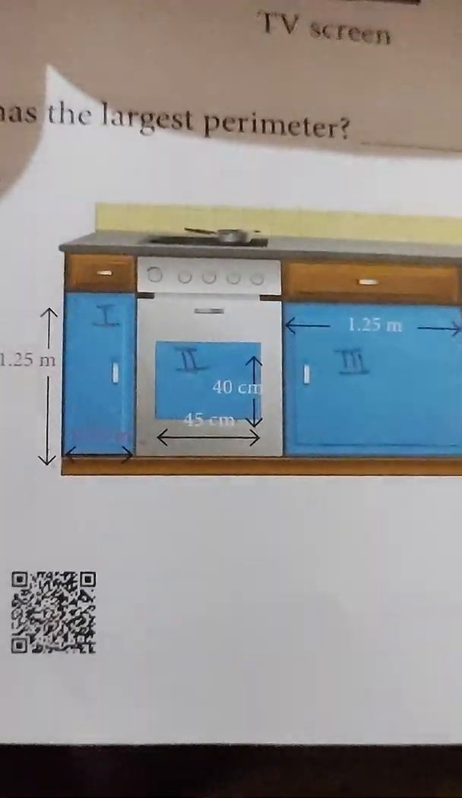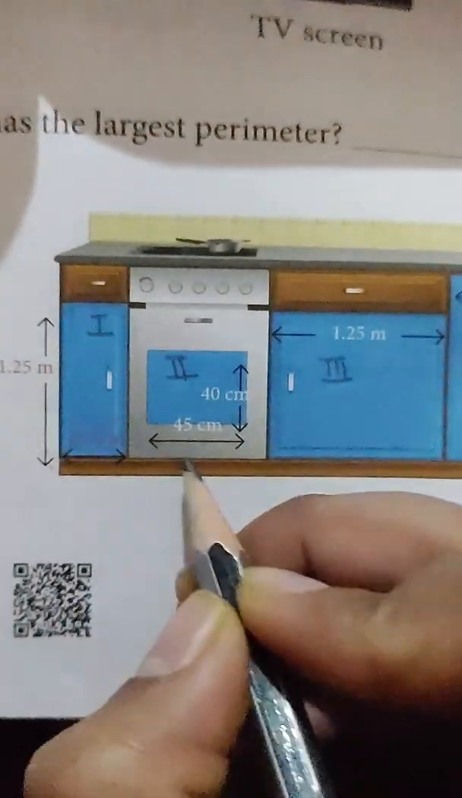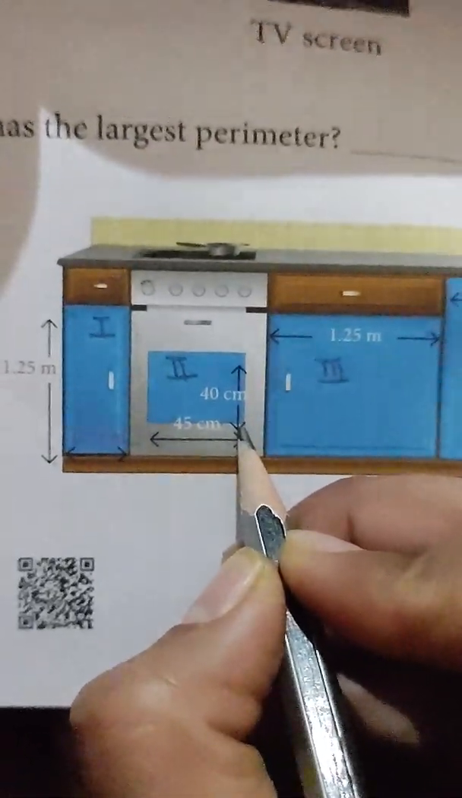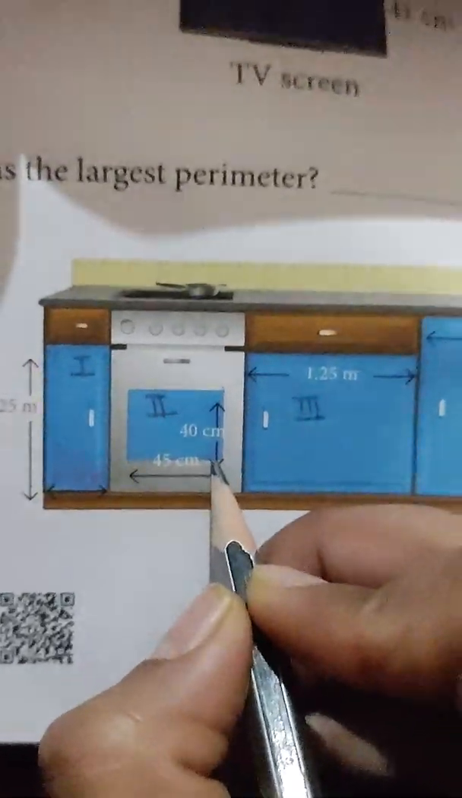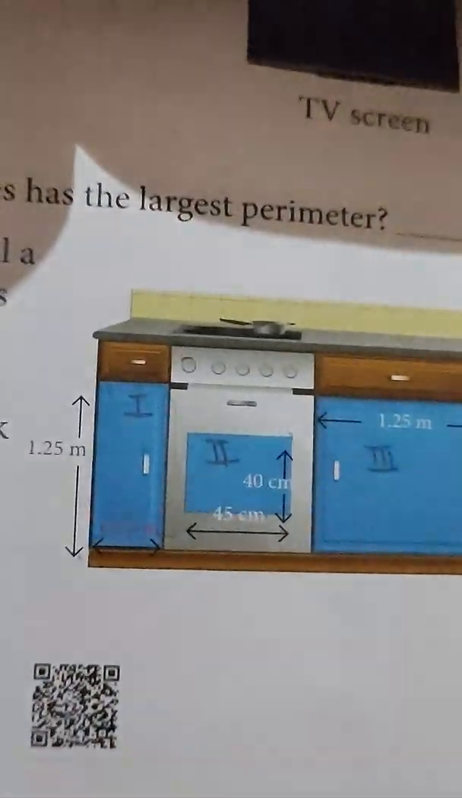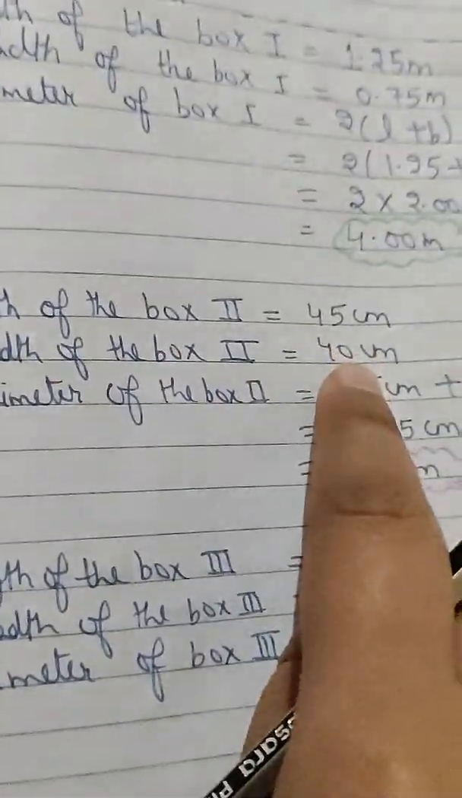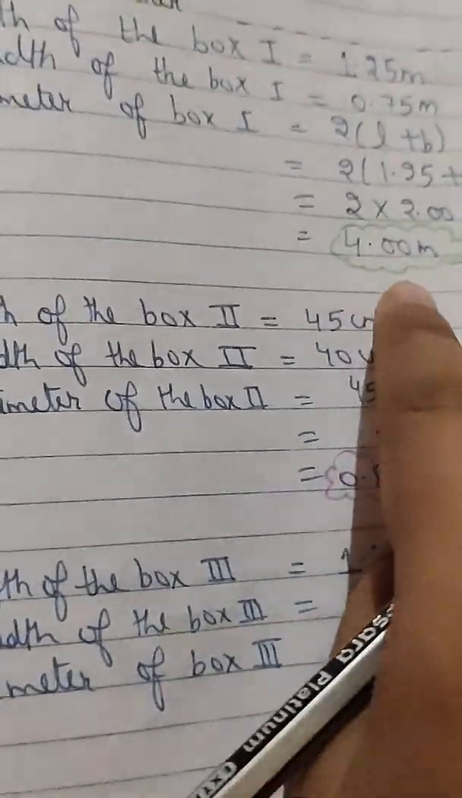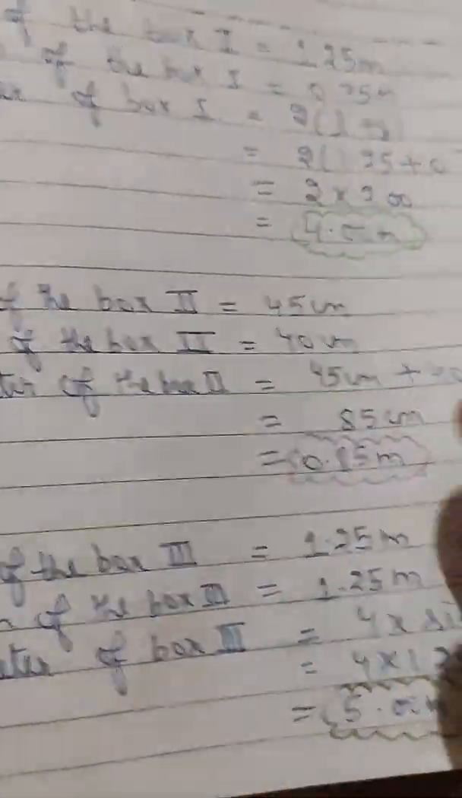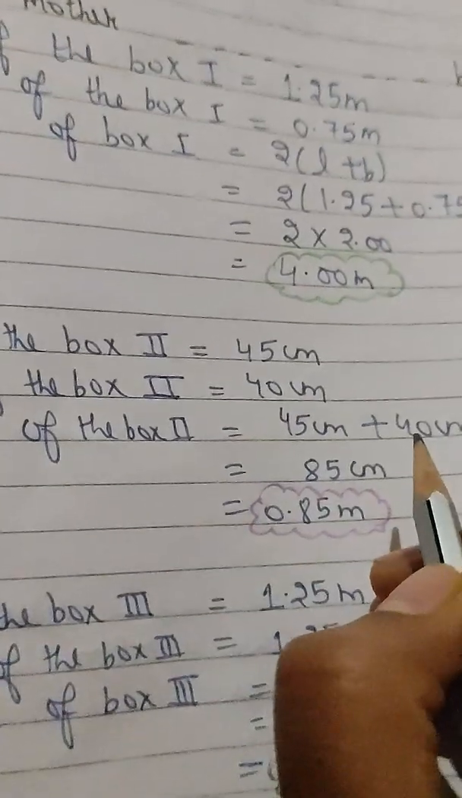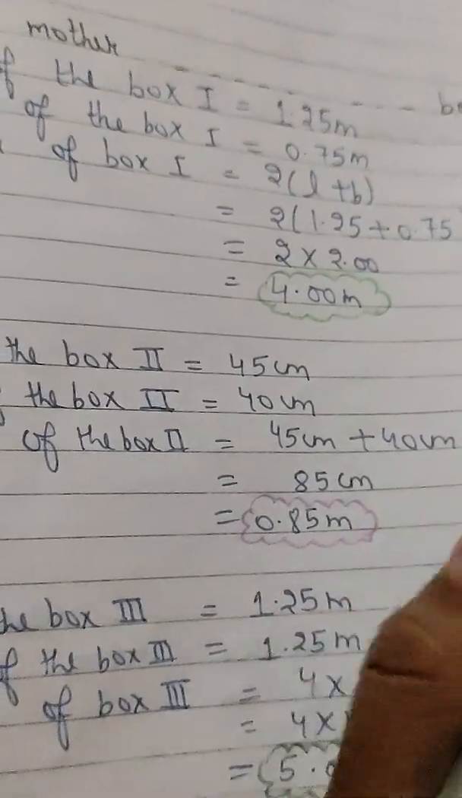Okay, length of box second. So what will be the length? The length is 40 centimeters and the breadth is 45 centimeters. Or the length is 45 centimeters and the breadth is 40 centimeters, as you want to take, I don't mind. So here length of box second is 45 centimeters, breadth of box second is 40 centimeters. No matter if you write 40 centimeters up and 45 centimeters down, no problem, the answer will be the same. So you have to add this thing.